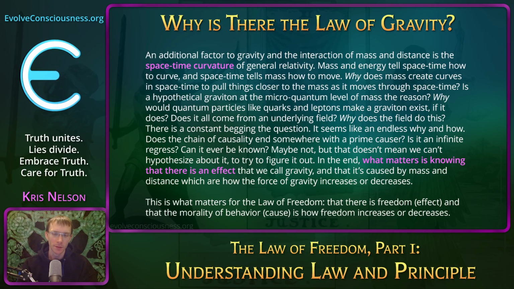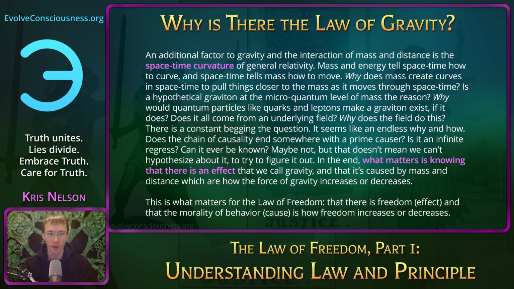There's a dual relationship, how mass and energy tells space-time how to curve. So when there's mass and energy, it curves space-time. So as the light moves through, it curves around the object. And because there's that space-time that's curved, it also tells mass how to move. So mass and energy tells space-time how to curve, and space-time tells mass how to move.